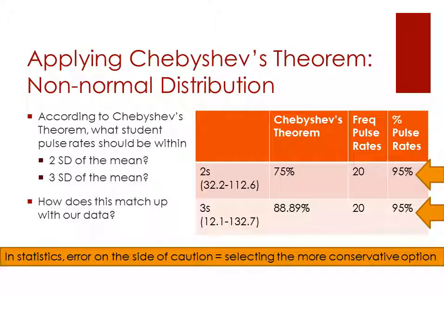So this concludes our discussion of Chebyshev's theorem and its application. The next step is going to be looking at differences in the formulas for calculating a standard deviation for a sample and for a population.